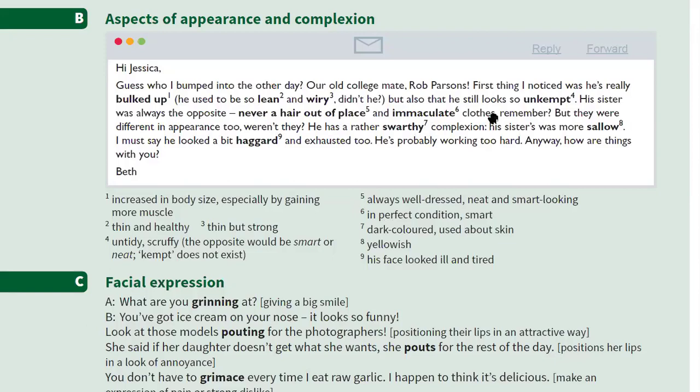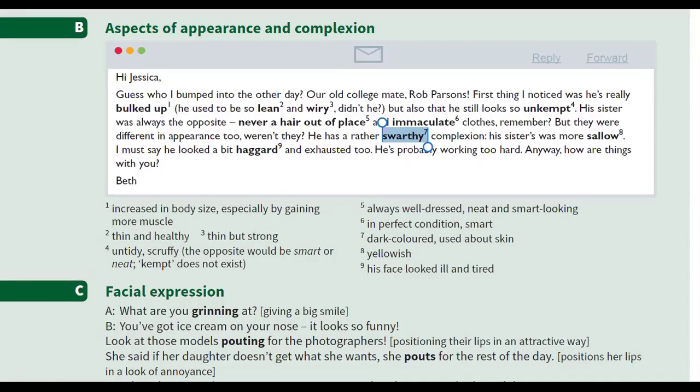Now another word, let's look at swarthy. Let's confirm its pronunciation. Swarthy, I think it's swarthy. Let's go back to the dictionary. Okay, the word is swarthy.